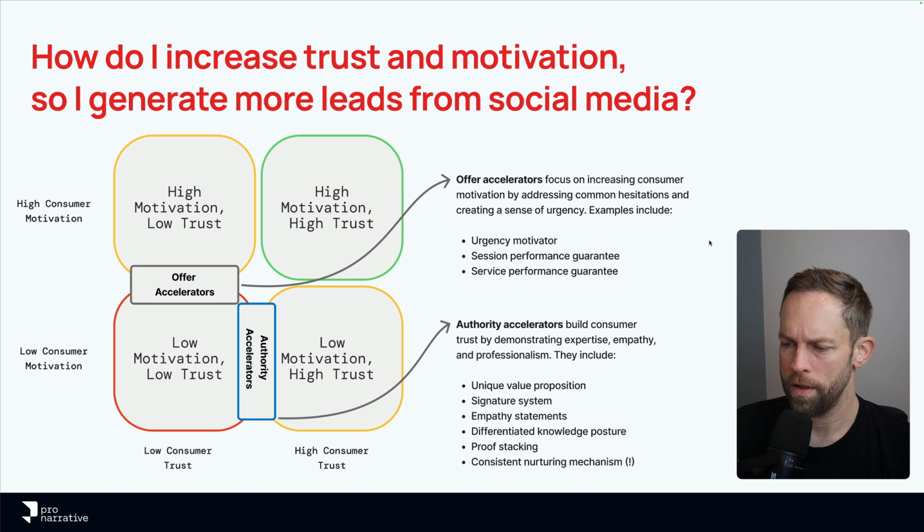So what are some of these accelerators? The first is a unique value proposition or a unique selling proposition. You've probably heard of this. This is demonstrating how you provide unique value that your competitors cannot. I won't talk too much about that now because I think you'll be familiar with this. The next is a signature system. And I love this concept. I love the signature system because it allows you to drive a point of differentiation by explaining how your process is different instead of your business model.